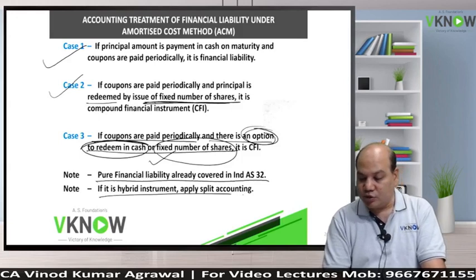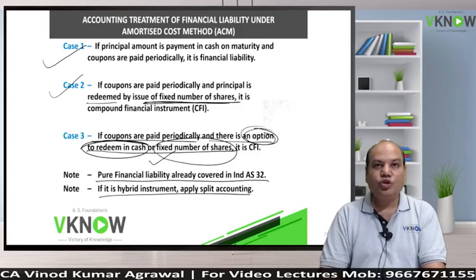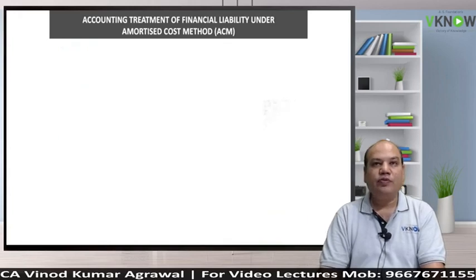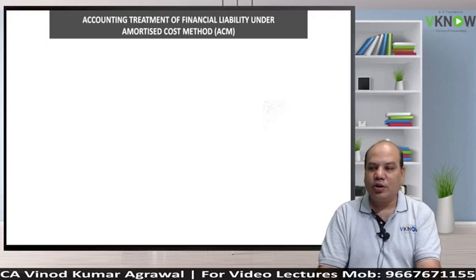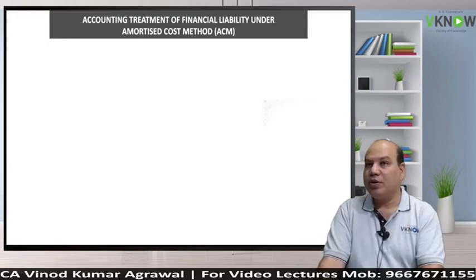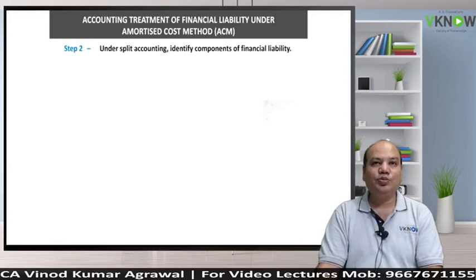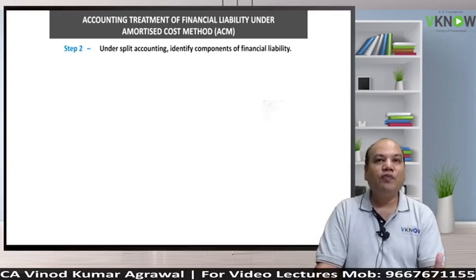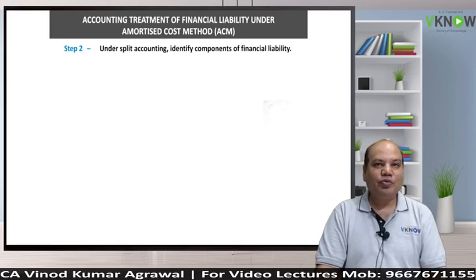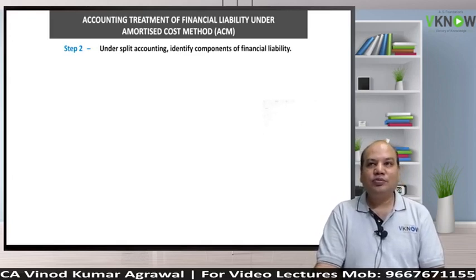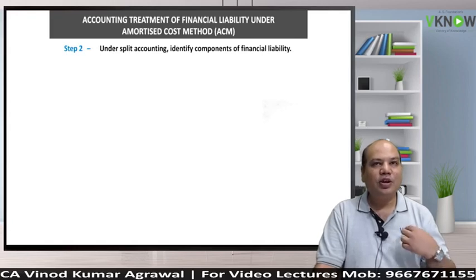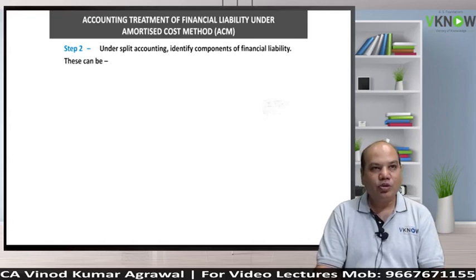But if it is a hybrid instrument, we need to split. Why do we need to split? Substance over form. Financial liability is a different type of instrument for which different accounting is prescribed by the standard. Equity is a different type of instrument for which different accounting is prescribed by the standard. So you can't mix the two, which are subject to two different methods of accounting. In the eyes of law, it is one instrument, but for the accountant, there are two instruments, and therefore we will split. So how do I split?